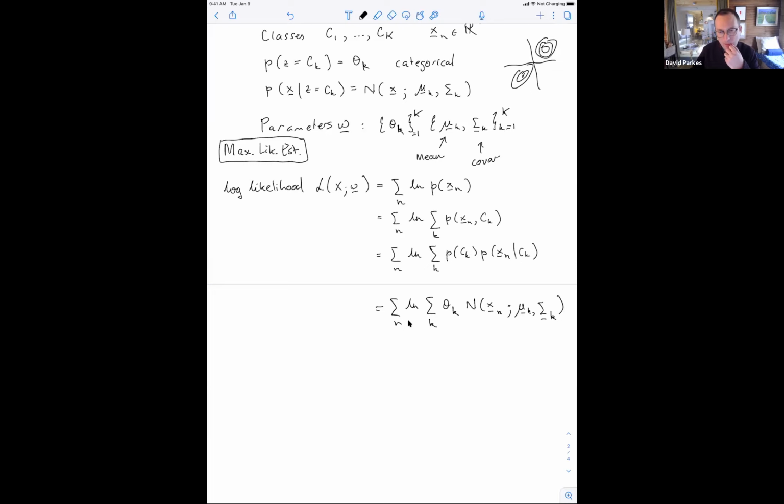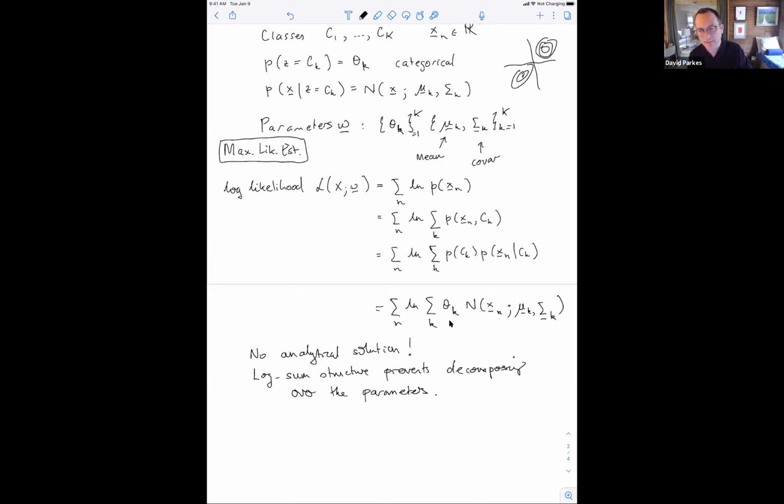And the problem with this is, we like logs of products, but we don't like logs of sums. See how this is a log of a sum? So the problem with this is that there's no analytical solution. One way to say it is that the log sum structure prevents decomposing over the parameters.